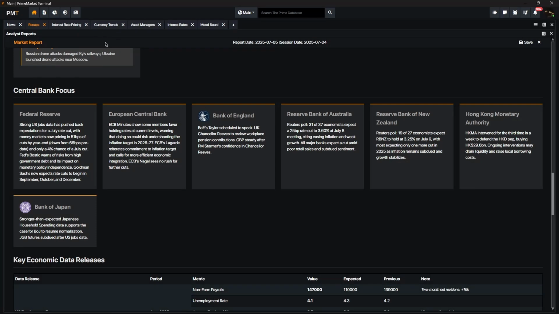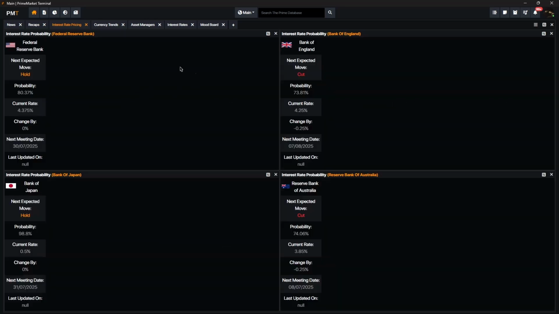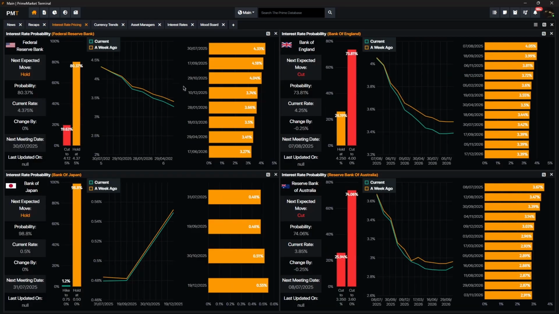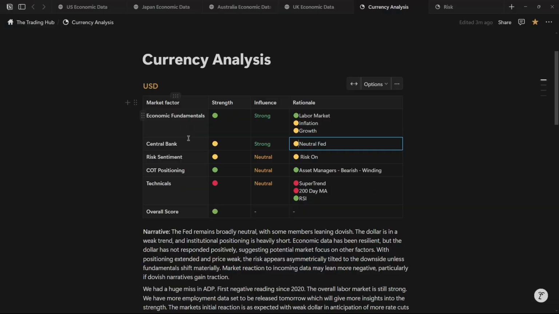And another amazing feature of Prime Market Terminal, you have interest rate pricing, so you can actually see what the markets are currently pricing in as it relates to interest rates, and this can also help to determine whether a central bank may be hawkish, dovish, or whatever. So that's the second metric here. So we covered economic fundamentals, we covered central bank, and the next is risk sentiment, which is very simple.